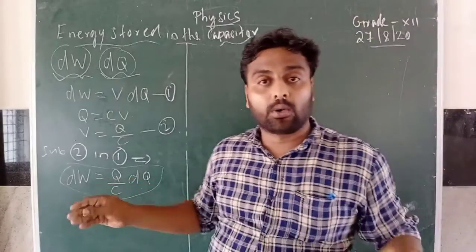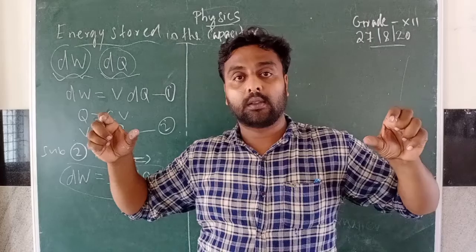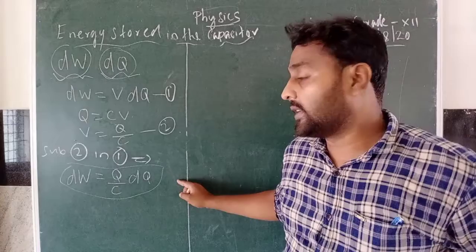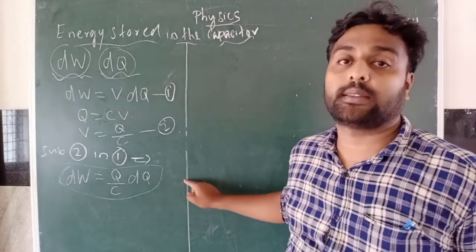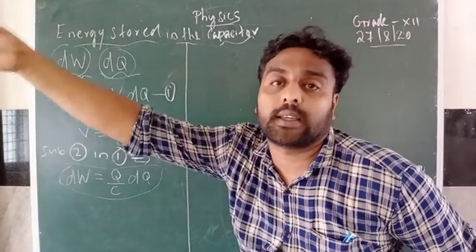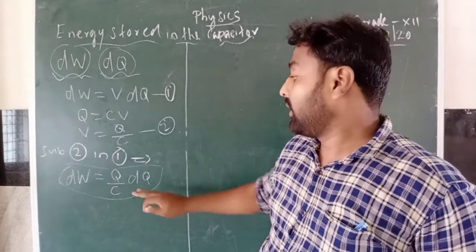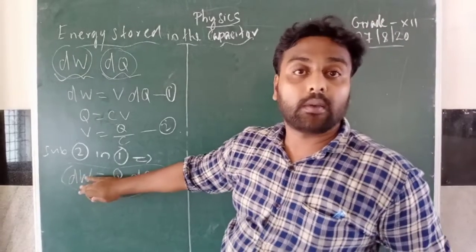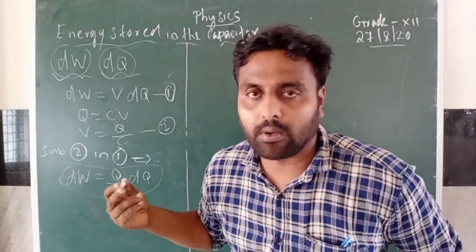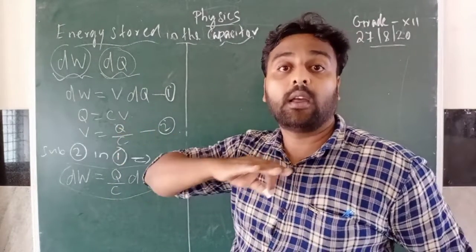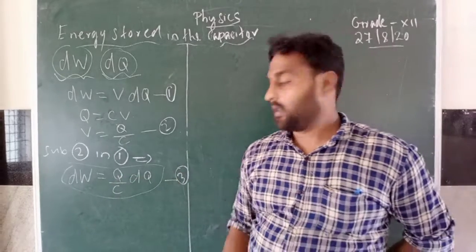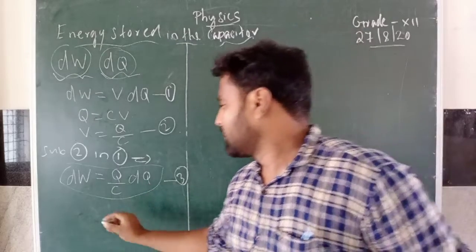Now we have to find out the work done by the battery to transfer all the charges. This is only to transfer what? An infinitesimal charge. Now we are finding to transfer all the charges from one plate to another plate. How much work is done by the battery? So what will you do? You have to just integrate. So this you keep as equation 3. Integrate this equation.